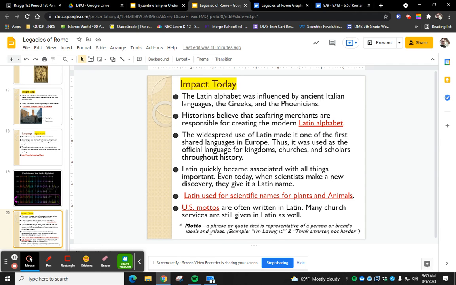So a motto is a phrase or a quote that is representative of a person or a brand's ideals and values. All right, think of McDonald's. Ba-dum-bum-bum-bum, I'm loving it. Or the adage, think smarter, not harder. All right, so those are mottos. Those are things that either you live by, you make sure you keep using, or something to make a brand name stick out.